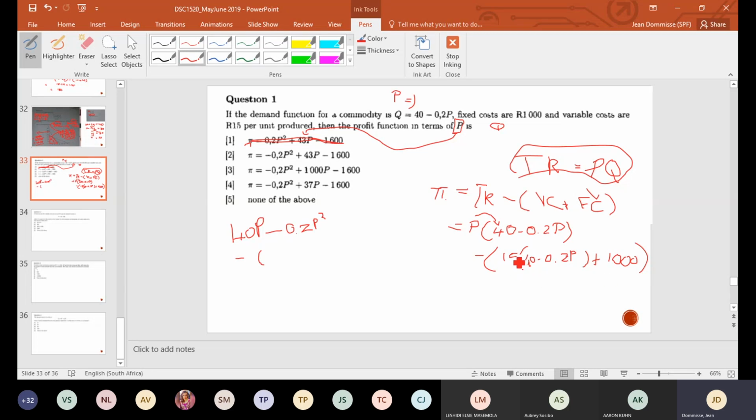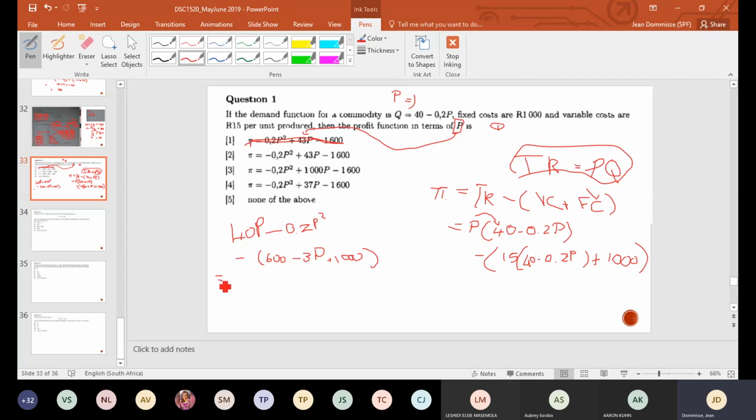So 15 times 40 is 600. 15 times 0.2 is 3, so it is minus 3p plus 1000. That was actually not too bad.